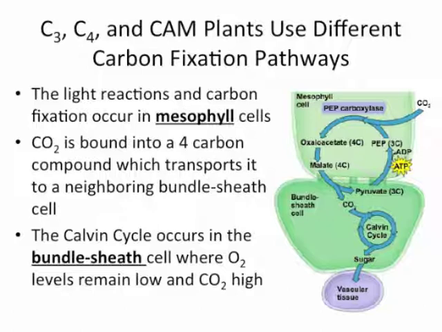So oxygen levels in the bundle sheath cell never go up, because it keeps the oxygen in that mesophyll cell, and carbon dioxide levels always stay pretty high because it's funneling carbon dioxide into the bundle sheath cell. PEP carboxylase is much more efficient at pulling carbon dioxide out of low carbon dioxide, high oxygen environments. But there's a downside. The downside of this is that this initial C4 cycle requires ATP.